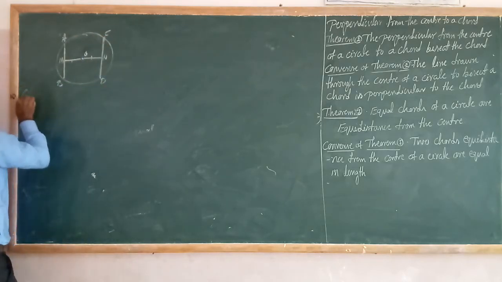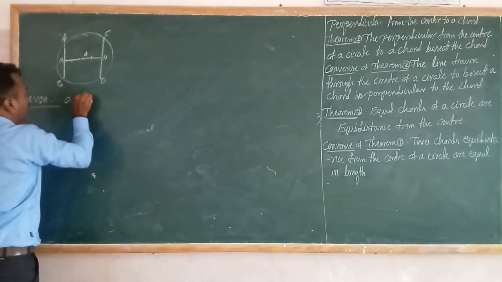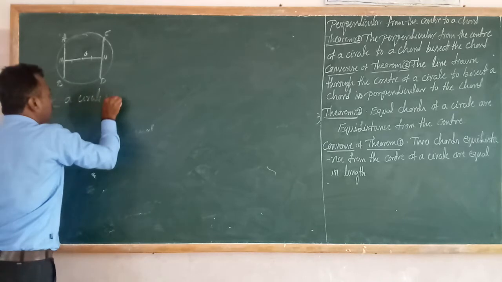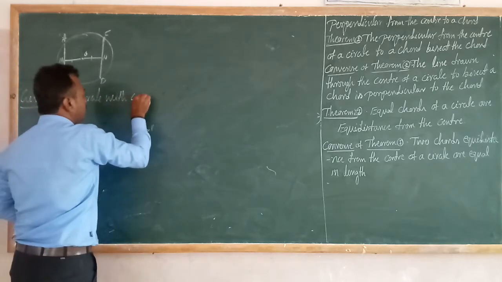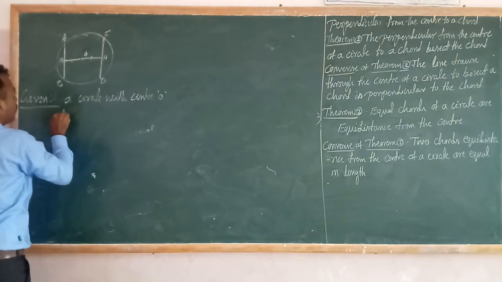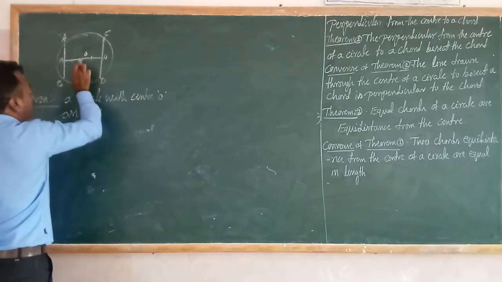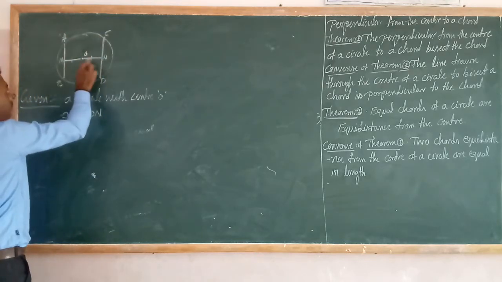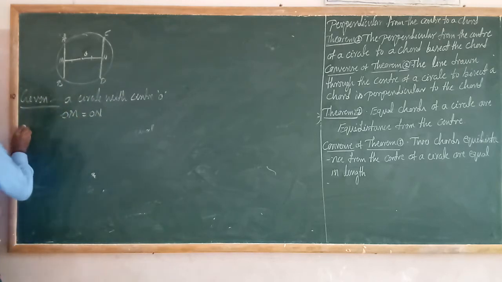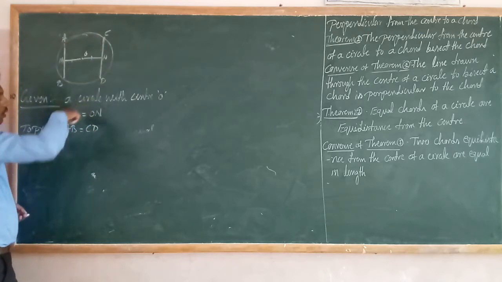Okay, same given: a circle with center O. OM is equal to ON because these two chords are equidistant from the center. Next, to prove: what we have to prove, AB is equal to CD. These two are equal in length.